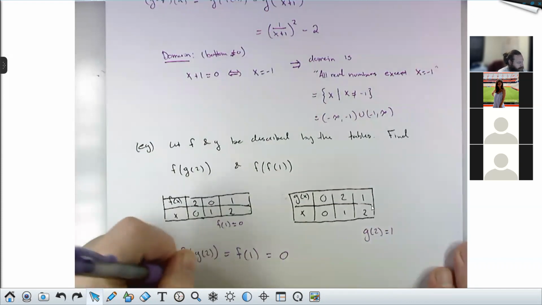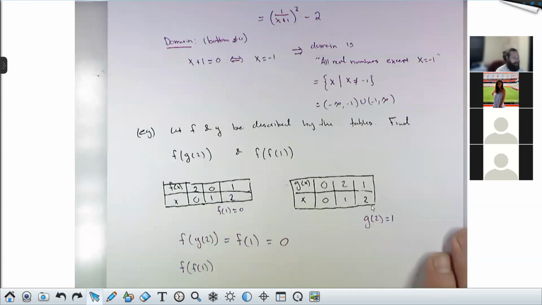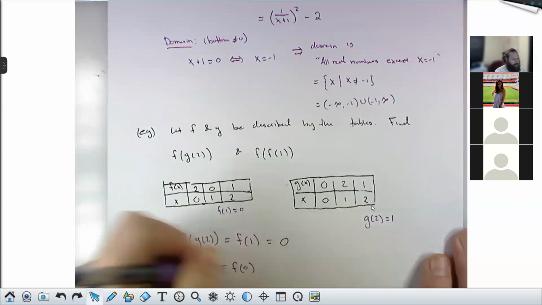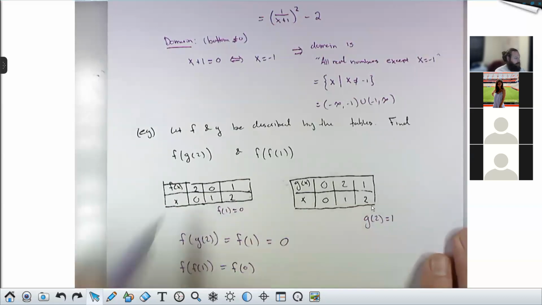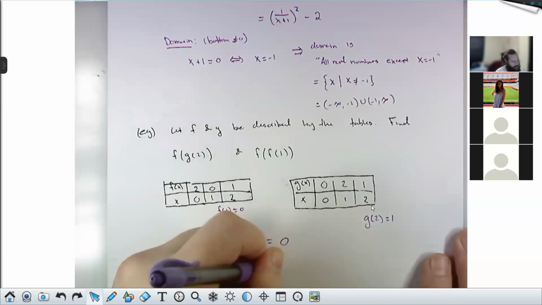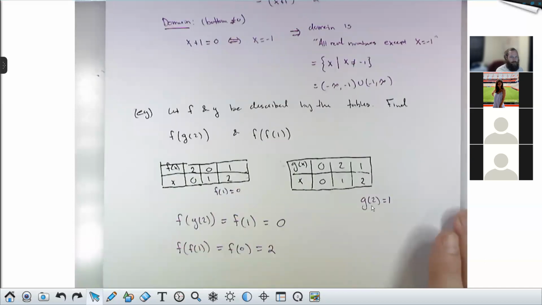We were also asked to find f of f of 1. It's the same sort of thing. It just happens to be the same function in both composite spots. This means we want to find f of 1, the inside here, which we already did find, that's 0. So this is the same as f of 0. And when we look at the table, f of 0 is 2. So f of f of 1 is 2.